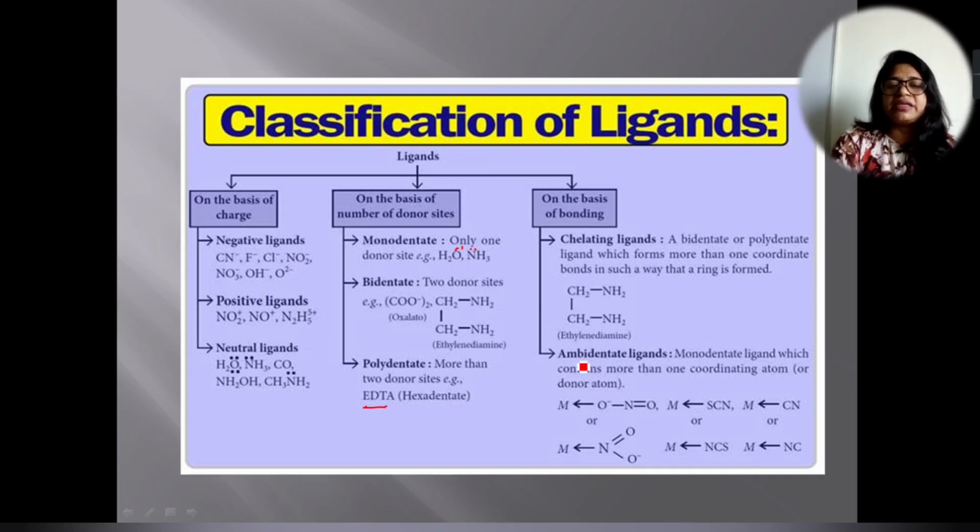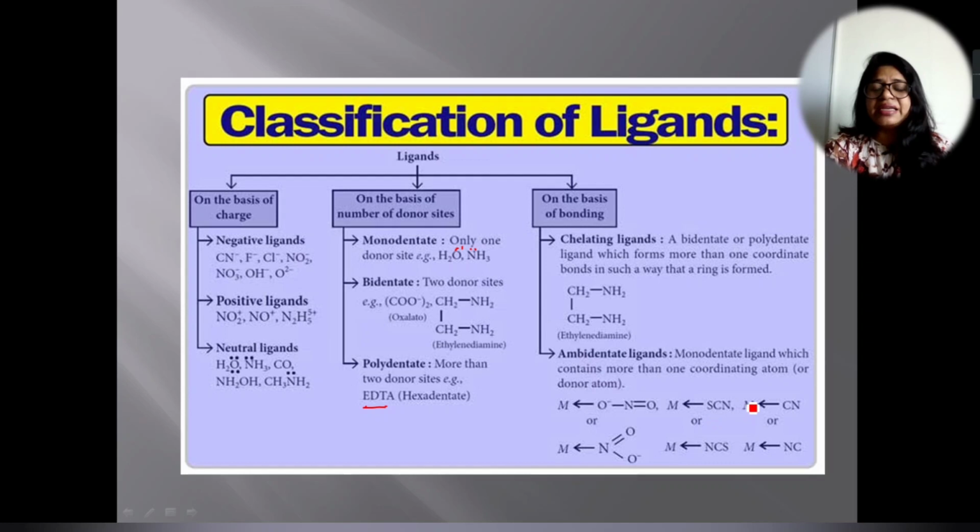Now, what are chelating complexes? Some ligands can donate more than two pairs of electrons, isn't it, children? Here, ethylene diamine can donate two pairs of electrons. If a complex has a bidentate or tridentate ligand, then it forms a chelate complex. Such ligands are called chelate ligands because they form a cage-like shape.